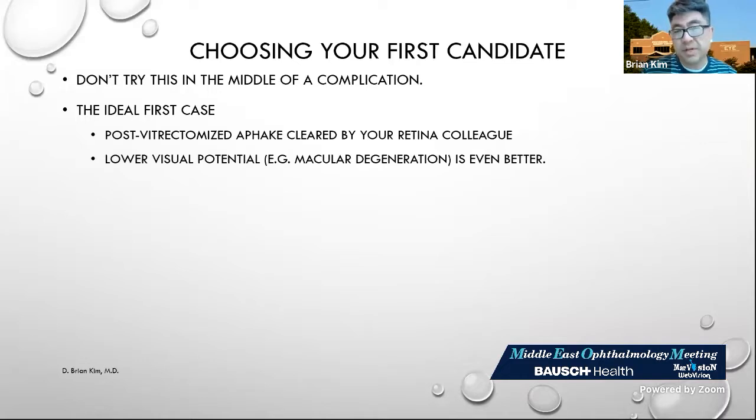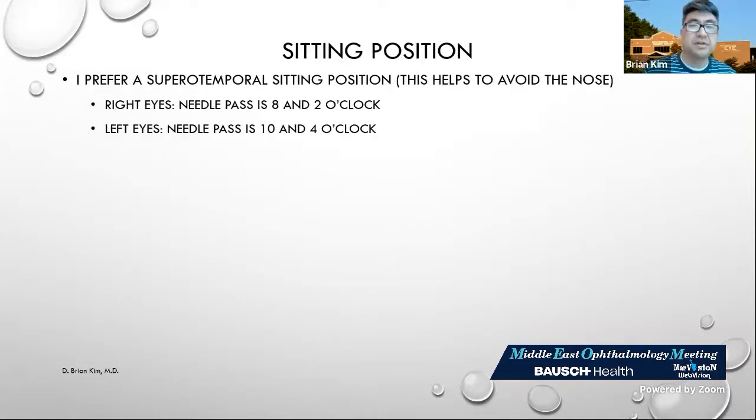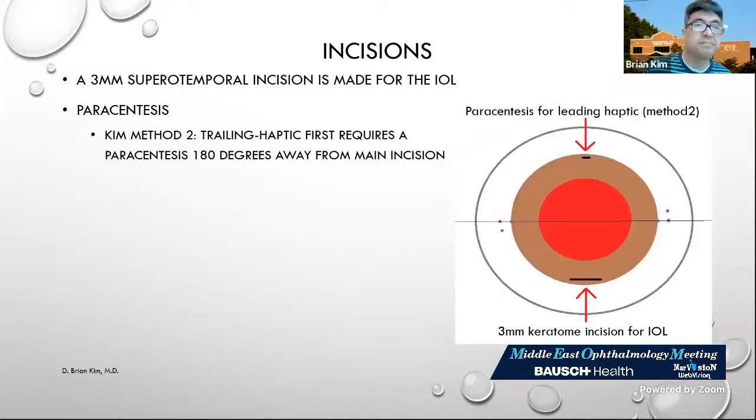And try not to do this in the middle of a complication. That's kind of the worst situation to do it. So if you're going to start the case, I like to sit obliquely, actually superior-temporal, if I'm going to do the surgery. And this helps just to avoid the nose. In my experience, this is the best place. And you want to make a 3mm incision supratemporally, and then a paracentesis 180 degrees away.